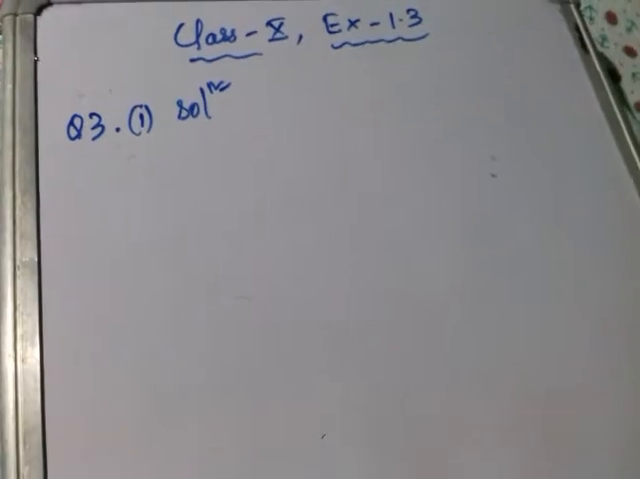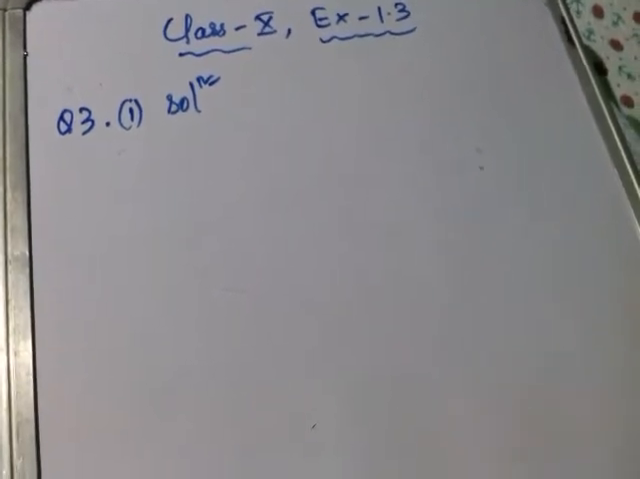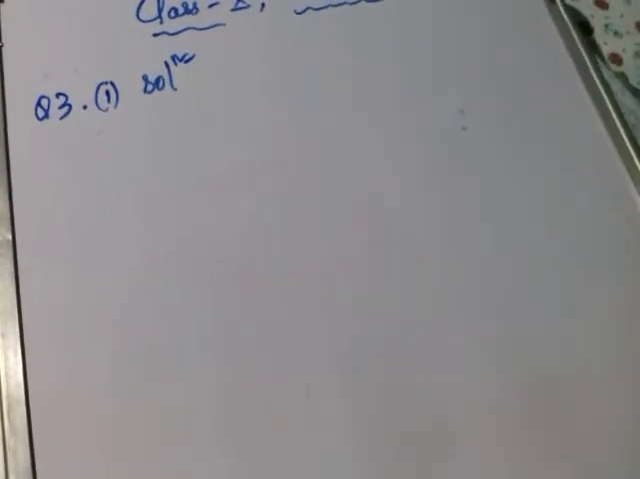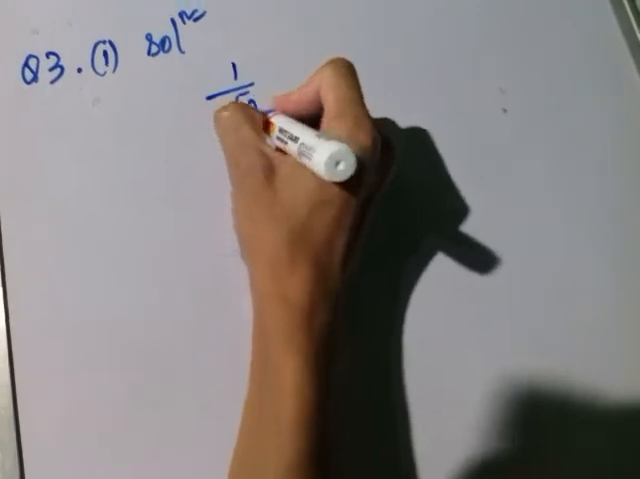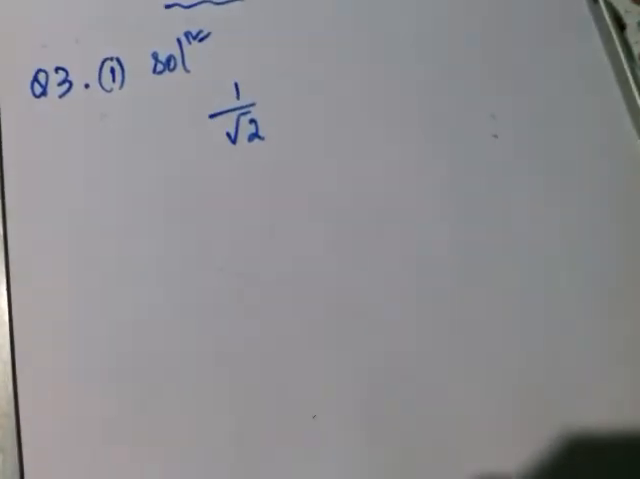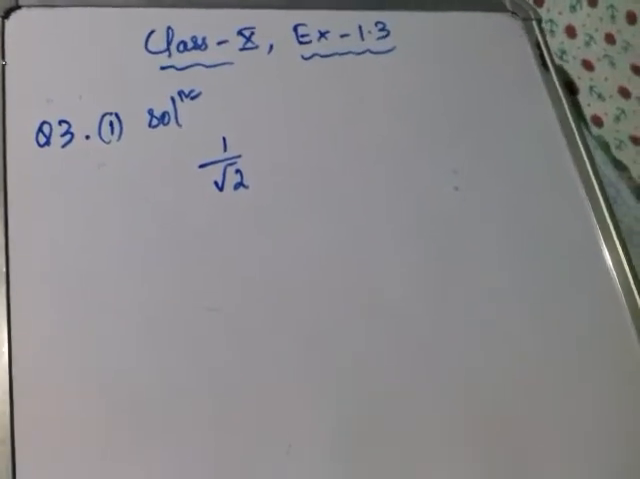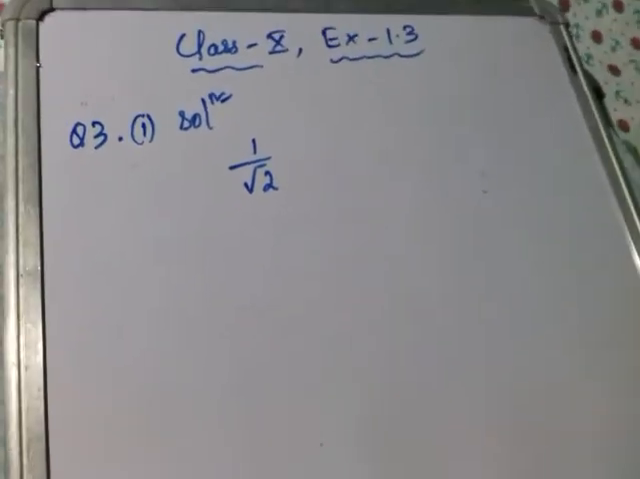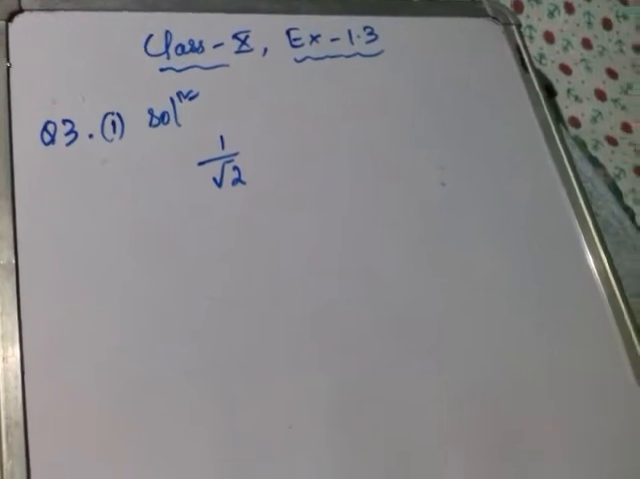So what is question number 3, Roman number 1? Prove that the following are irrationals. Again, we will prove this as irrational. Okay, so what is the question? 1 by root 2. You will prove this one as irrational. Okay, I've already explained to you about rational and irrational. That means q is not equal to 0 and p and q are integers.